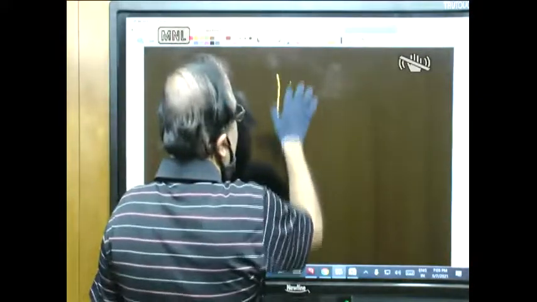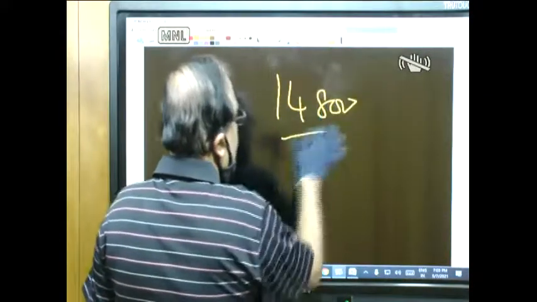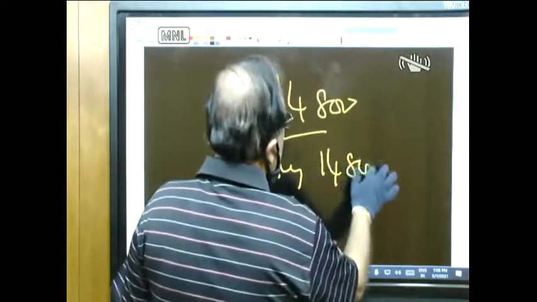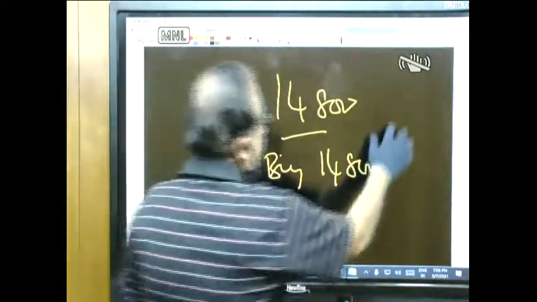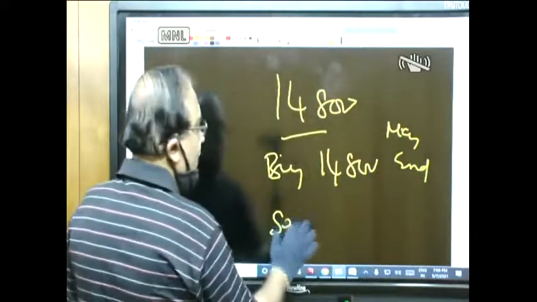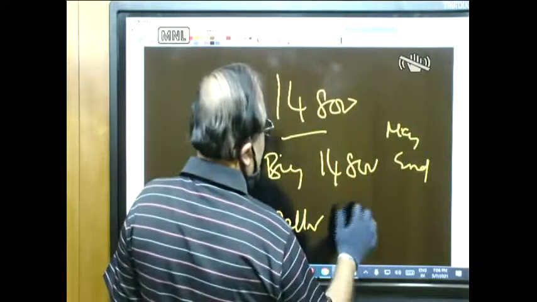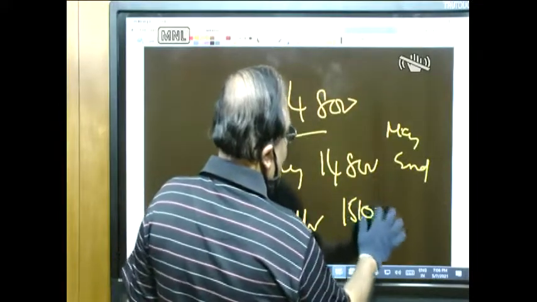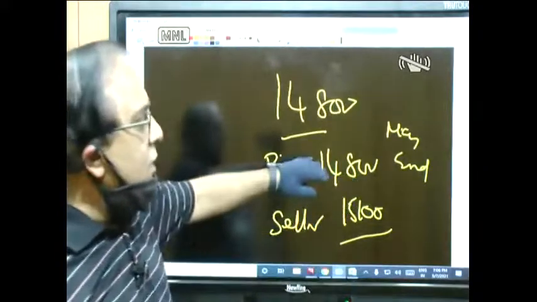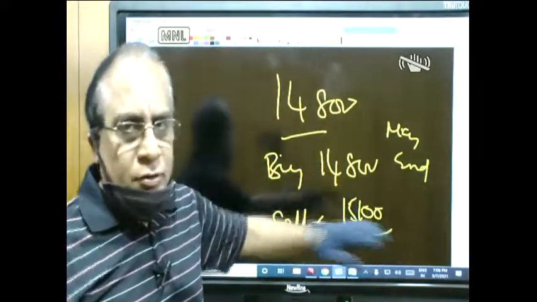Now, let us say the market is 14,800. You are buying a 14,800 call option. Let us say any tenor, it could be the May end tenor, May end settlement. And if you are a seller of, say, a 15,100 call option, then to some extent the time decay of this is taken care of by this.